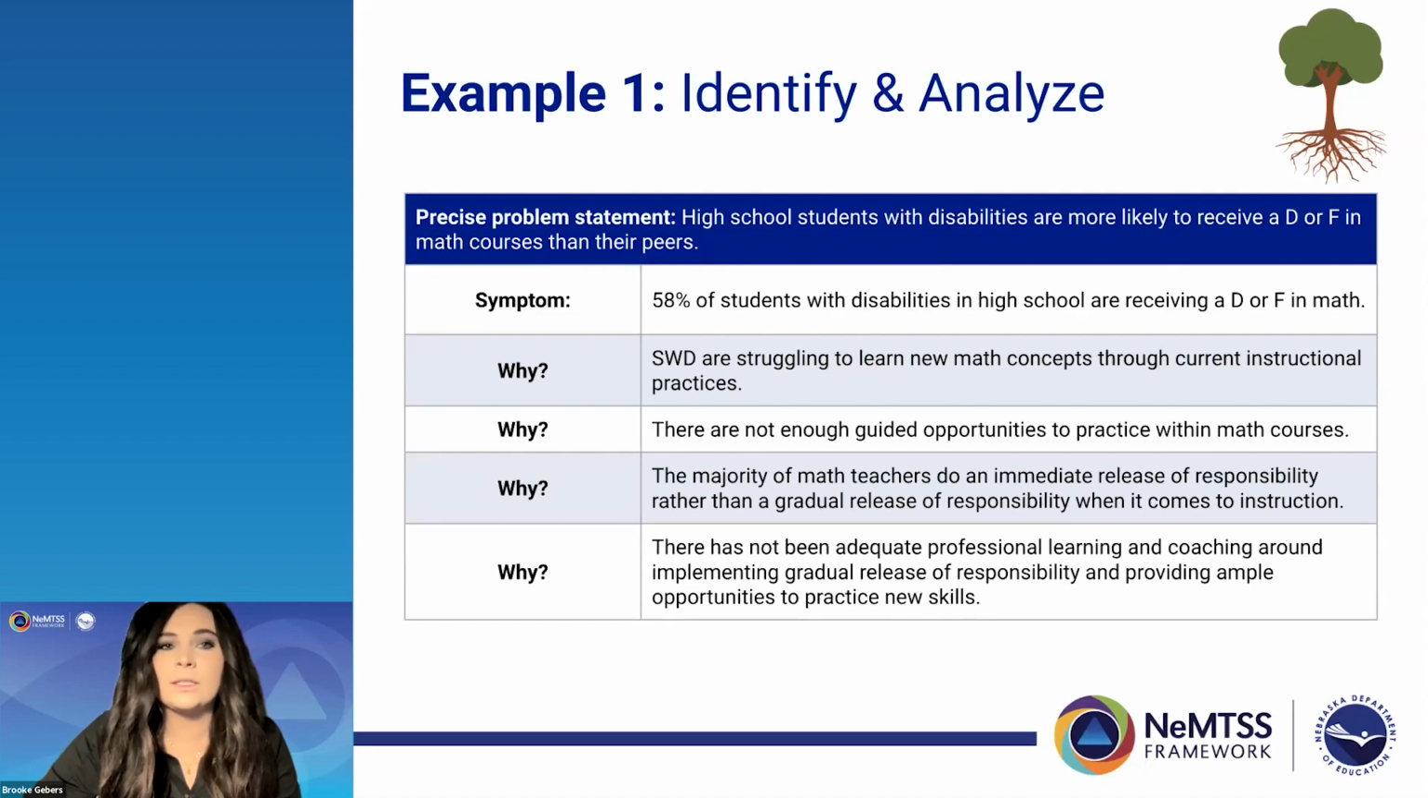When they began the root cause analysis process, the team determined that students with disabilities were struggling to learn new math concepts through the current instructional practices that were being used. They thought this might be because there were not enough guided opportunities to practice in the math courses. The team continued to ask why and recognized that the majority of them do more of an immediate release of responsibility rather than a gradual release of responsibility when it comes to instruction. The root cause was determined to be that there has not been adequate professional learning and coaching around implementing gradual release of responsibility and providing ample opportunities to practice new skills.